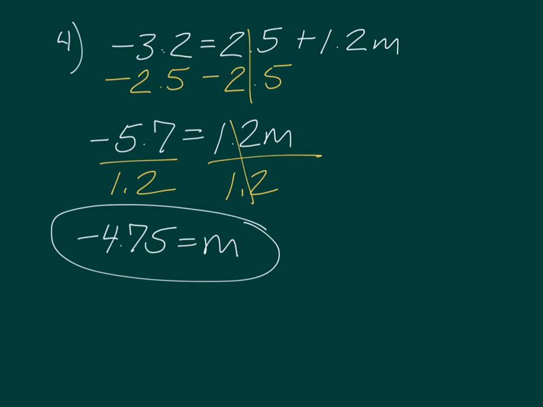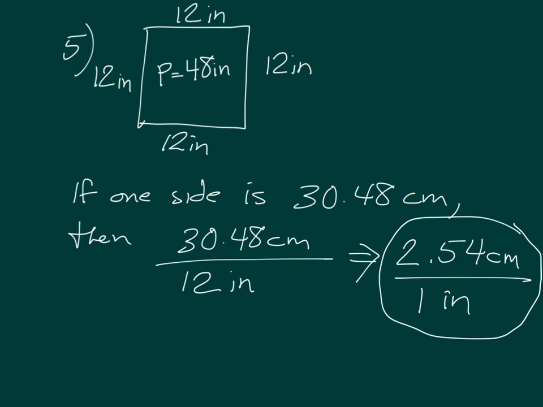Number 5 relates to something that we call factor labeling or rate conversions. You're going to do factor labeling in chemistry. It's about 50% of chemistry is doing nothing but factor labeling. We call it rate conversions here, or unit conversions.